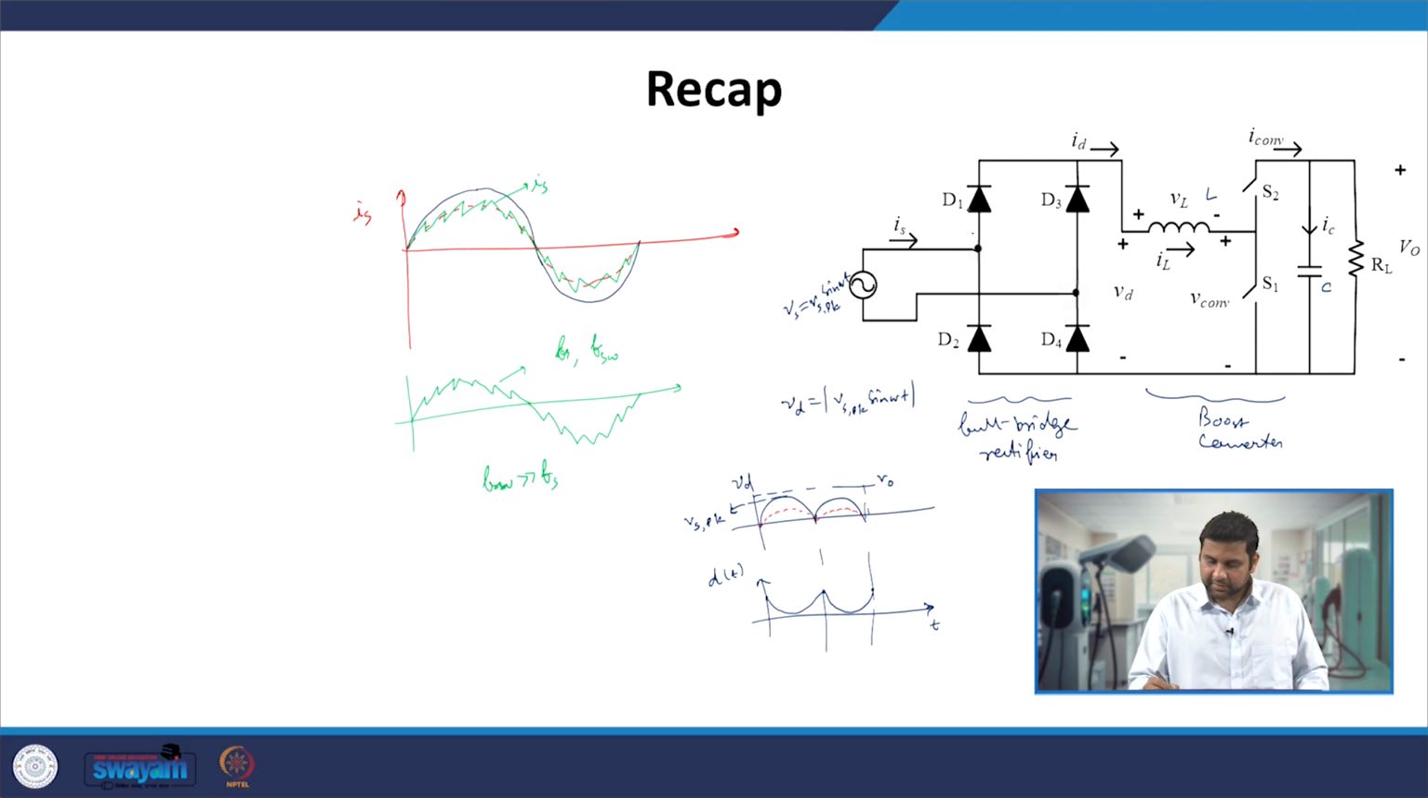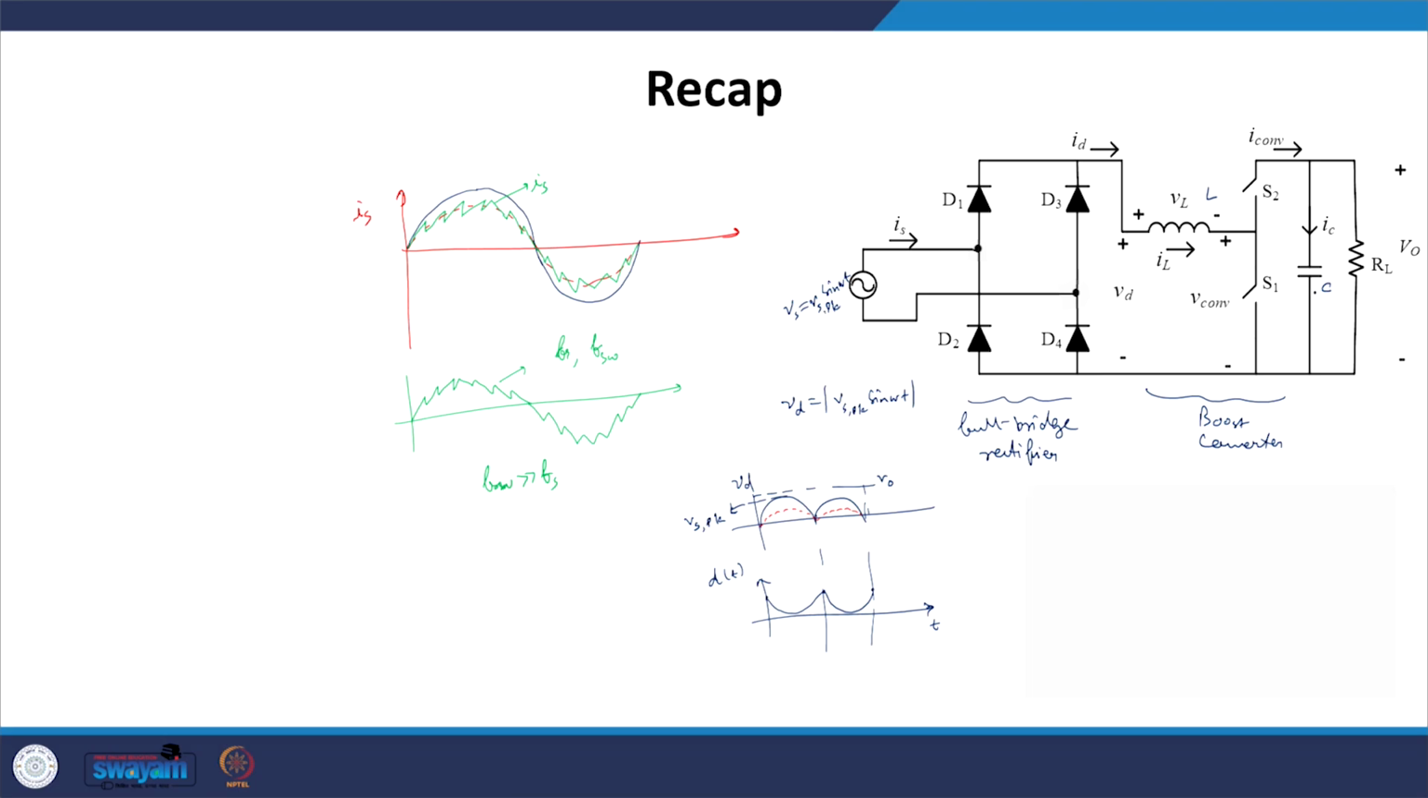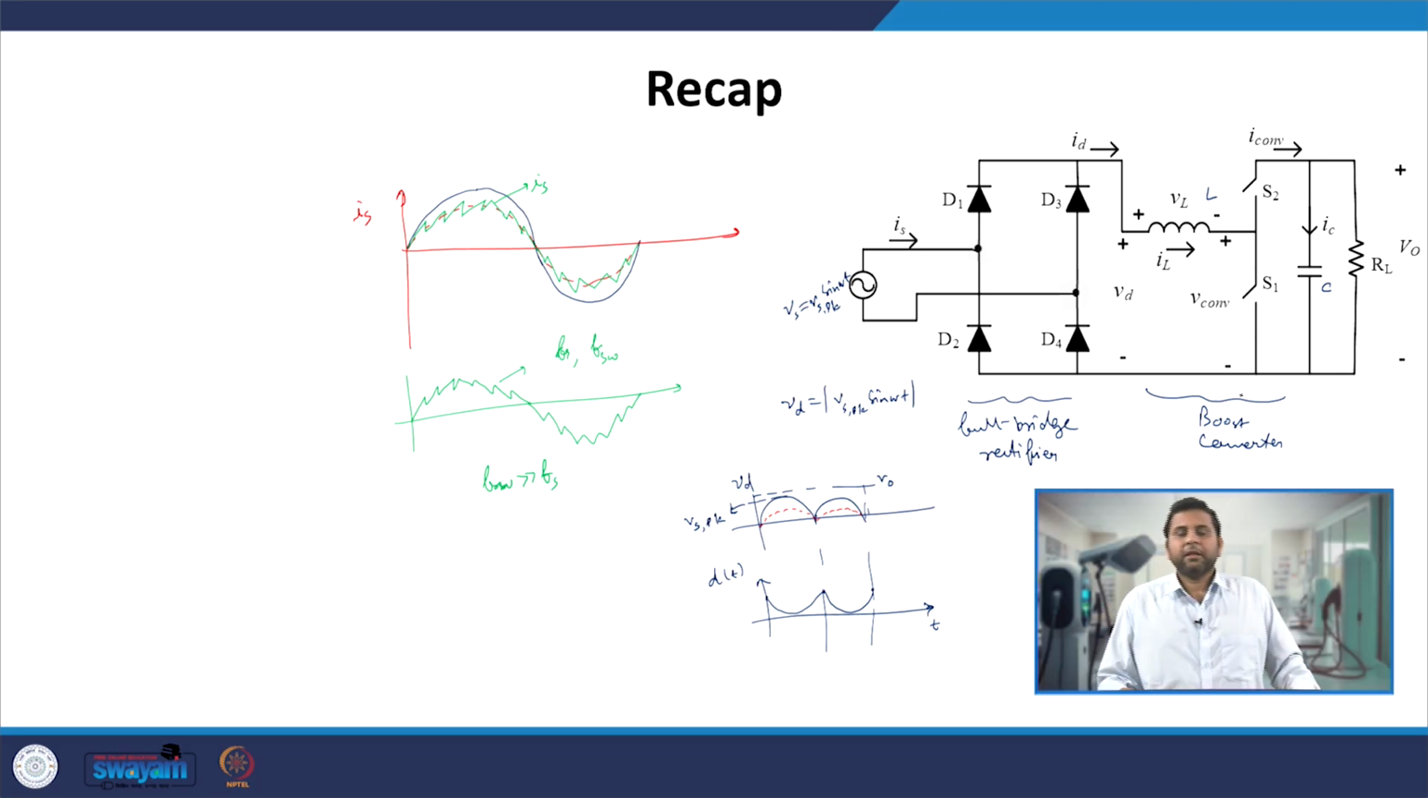We have also seen the different ratings of the devices: inductor, capacitor, and switches S1 and S2. We have seen the voltage and current ratings, the value of L and the value of C. We have also seen the presence of second line harmonic voltage ripple on the capacitor C. The output voltage has a DC component over which that ripple sits, and C is designed such that the second line frequency voltage ripple is as small as possible within the permissible limit.